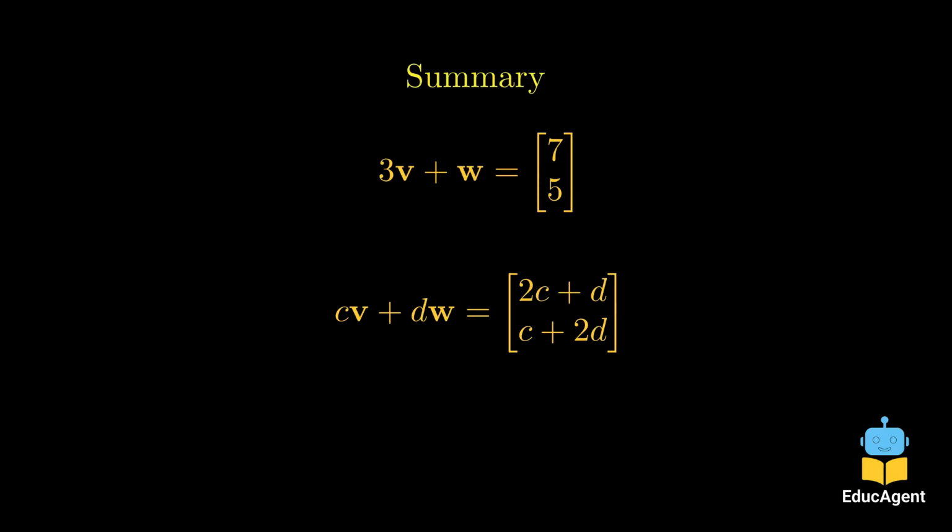Let's recap the answers. Part 1. 3v plus w equals the column vector 7 over 5. Part 2. The general combination cv plus dw has components 2c plus d and c plus 2d.